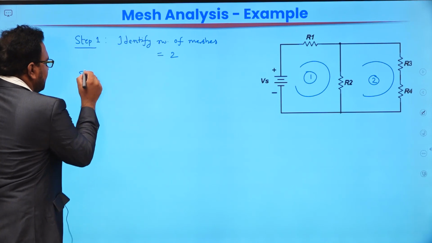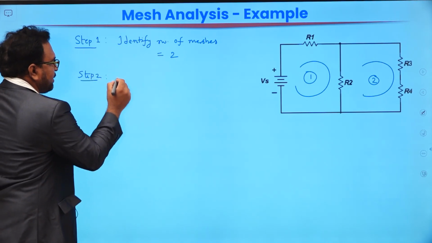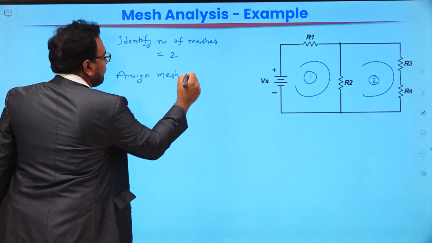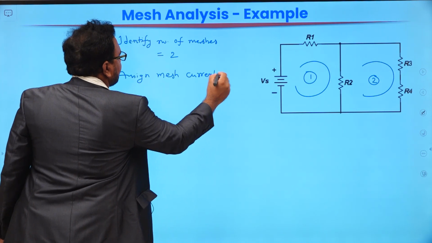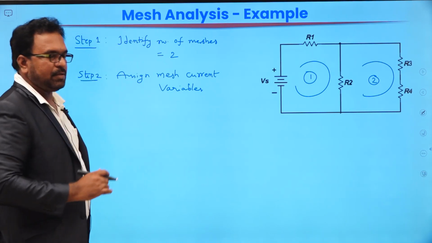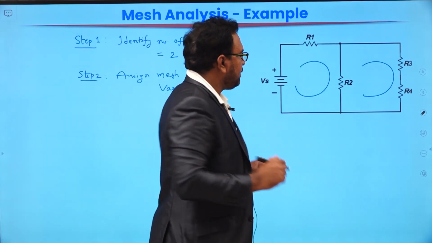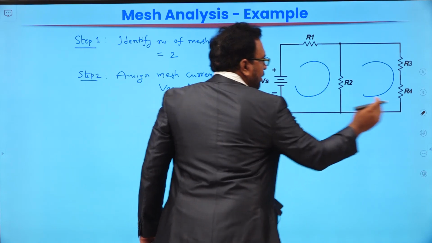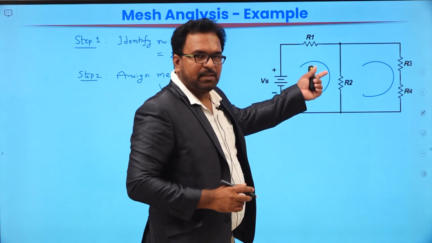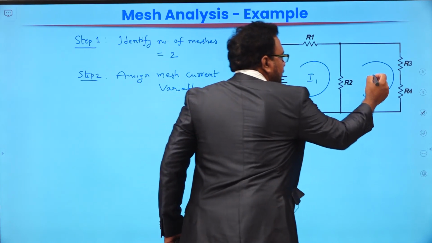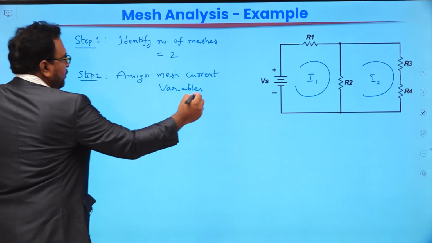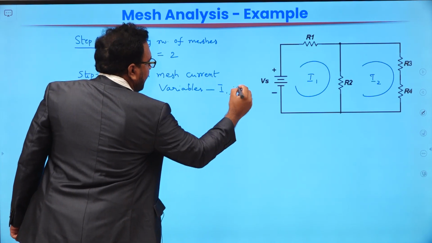Second step, what is step number 2? Assign mesh current values. So you have to assign mesh current variables. In these two meshes, I am going to assign that in the first mesh, the mesh current variable is I1. The second one is I2. So these are the two mesh current variables. Next, the variables are I1, I2.